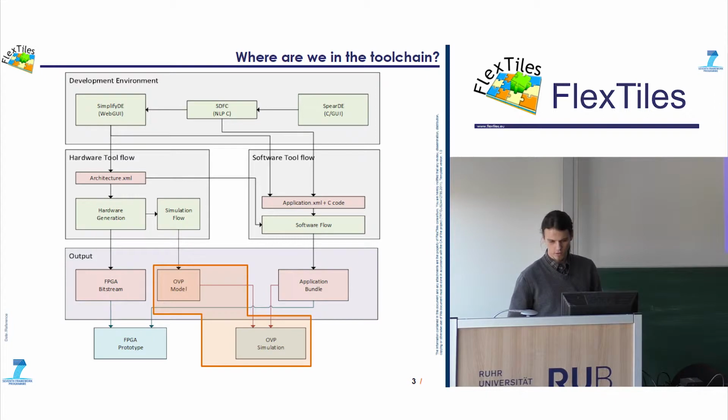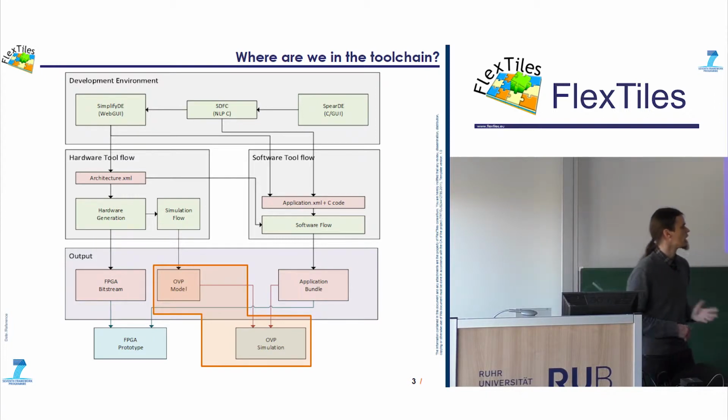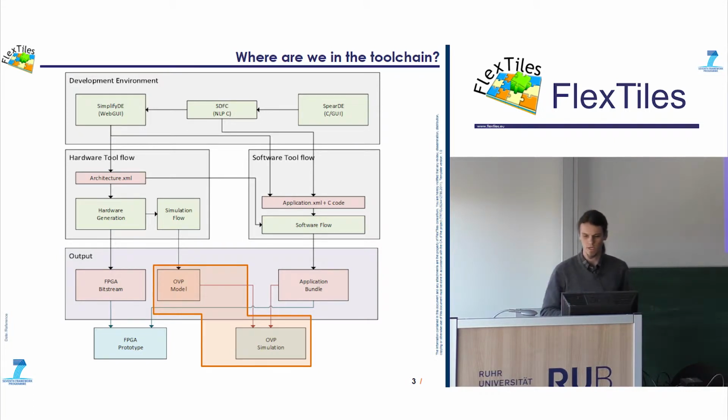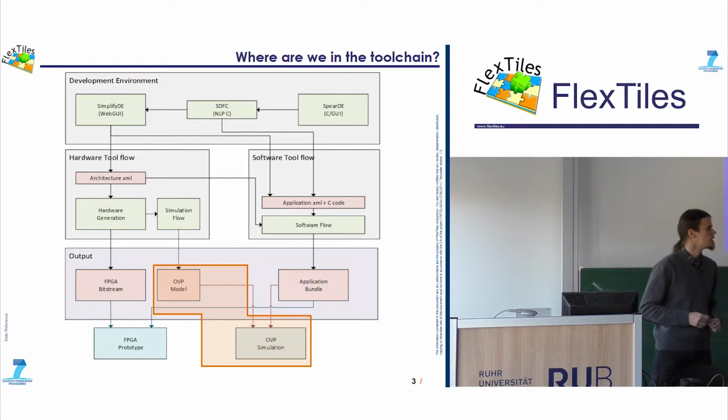But first of all, a reminder, where are we again in the toolchain? So if you think back at the top, we have the whole high level, the whole development environment, which is the front end of the whole toolchain. Then we have the separation in the left part with the hardware part, and in the right part, which is the software part. And then down on the bottom, we have the actual back end, which is the prototype, the emulator, and which is the OVP platform.